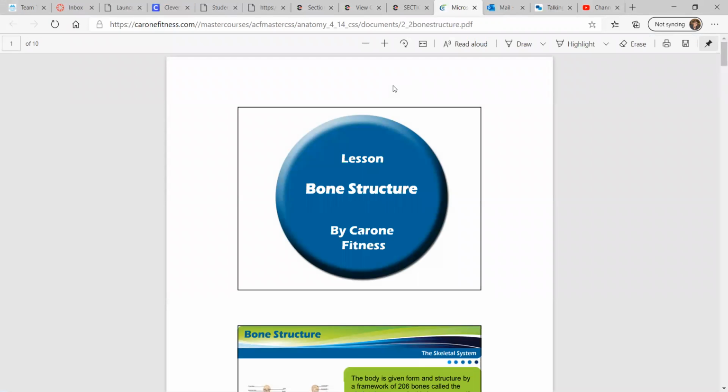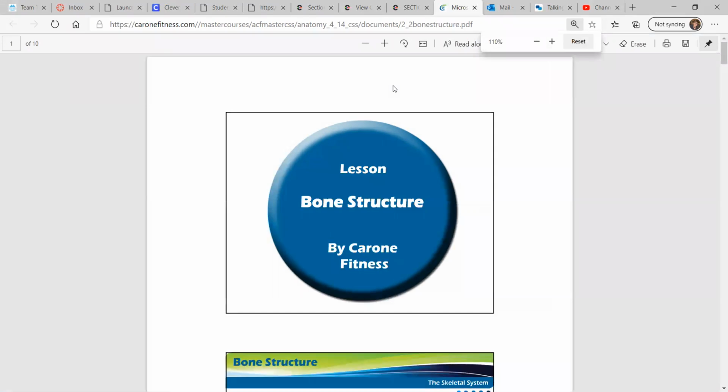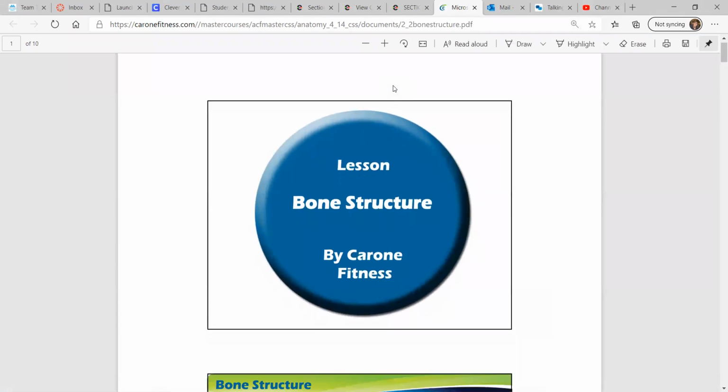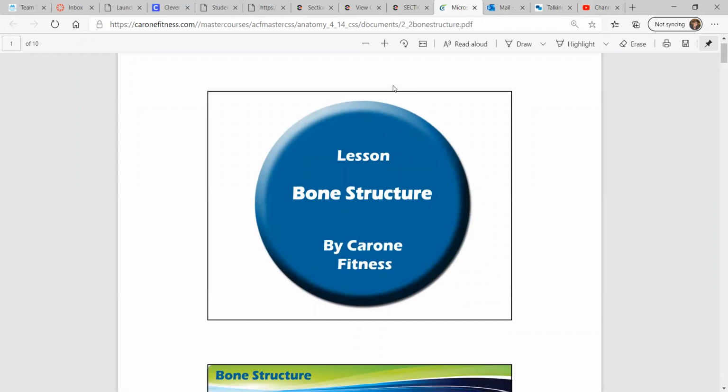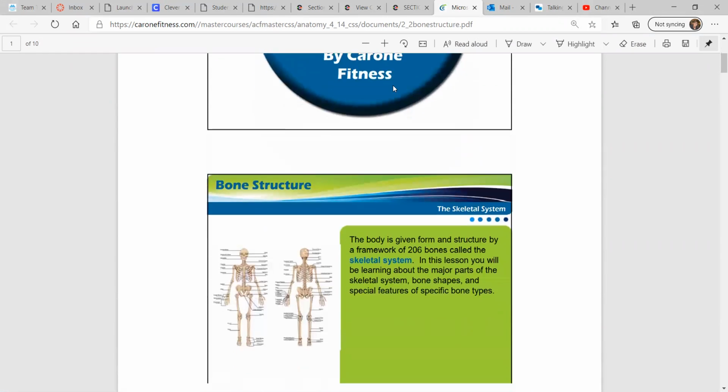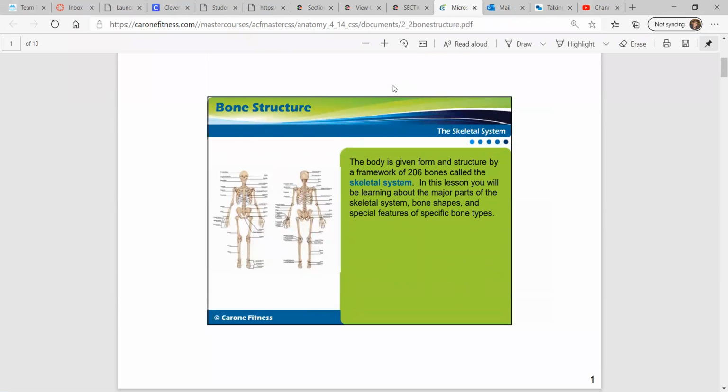Let's see how long these lessons are. But firstly, we're going to go over the structure of bones. The body is given form and structure by a framework of 206 bones called the skeletal system. In this system, you'll be learning about the major parts of the skeletal system, bone shapes, and special features of specific bone types.